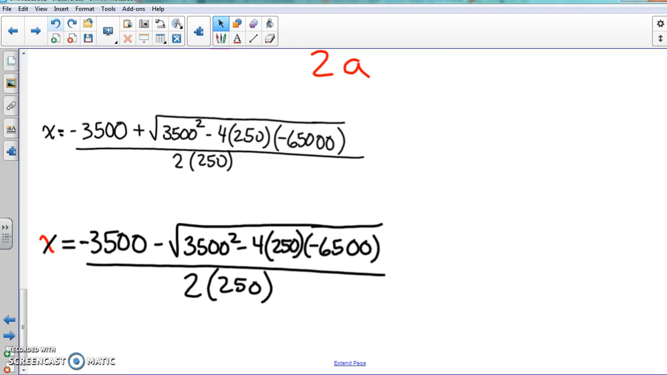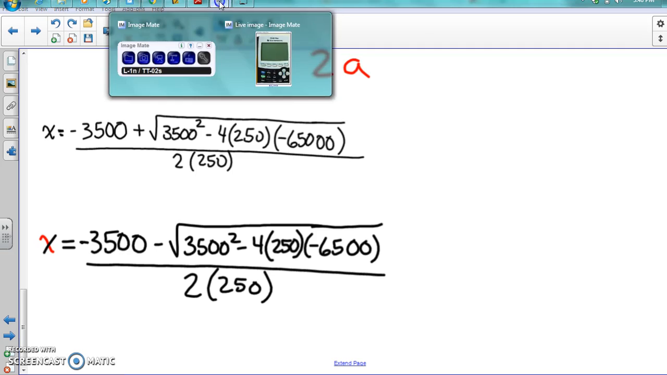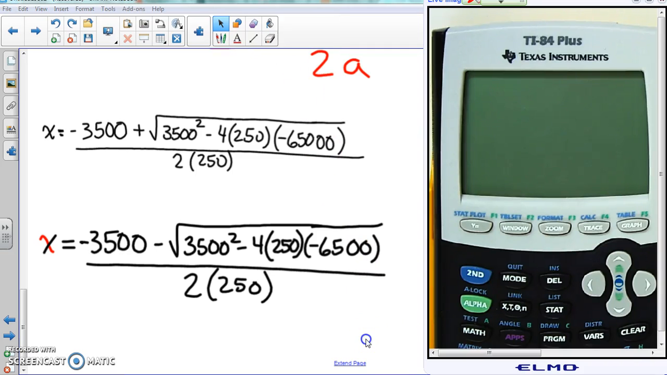Okay, so we're going to put them both in the calculator, and we're going to make sure that it makes sense with what we're talking about. So let's go ahead and do our calculator here. I'm going to put it up on the screen. We're going to do exactly what's up there.